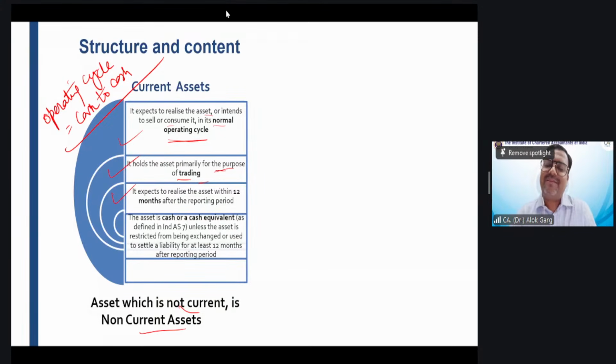Friends, first of all, if you are saying it is a current asset, what does it mean? It means you are expecting to realize this deposit within 12 months. See, Manoj, this operating cycle is a separate concept. 12 months is a separate concept. Held for the purpose of trading is a separate concept. So all the concepts cannot come at one place. Either you can consider the 12-month period or you can consider the operating cycle period.